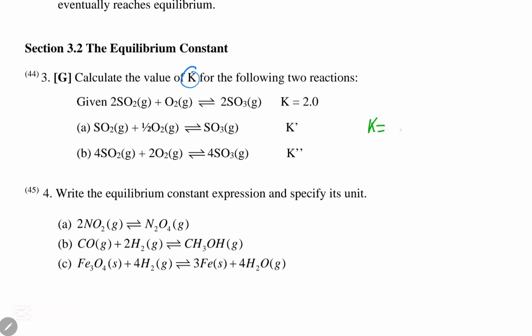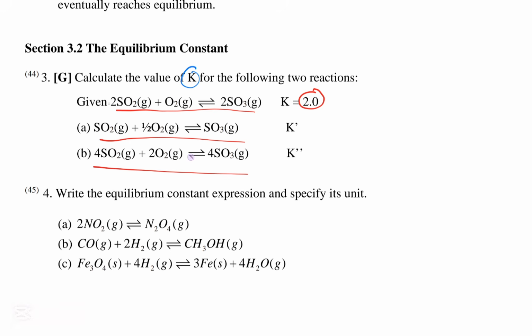Now, K, you should know it's equal to what? It's equal to concentration of products to the power of their coefficient divided by concentration of reactants to the power of their coefficient. But here we have a problem. We don't have any values. However, we have a basis to work off from, which is here, and they gave us a value of K.